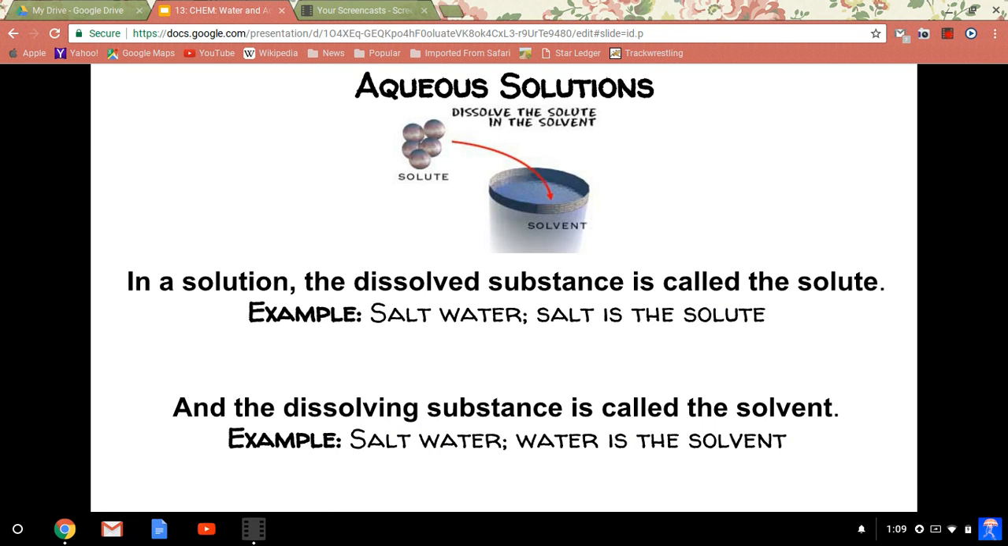All right, so when you have an aqueous solution, you have something called the solute and something called the solvent. In a solution, the dissolved substance is called the solute, so the thing that gets dissolved. For example, in salt water, salt is the solute because it's the thing that gets dissolved into the water. The thing that does the dissolving is called the solvent. So in salt water, water is your solvent because it dissolves the salt.